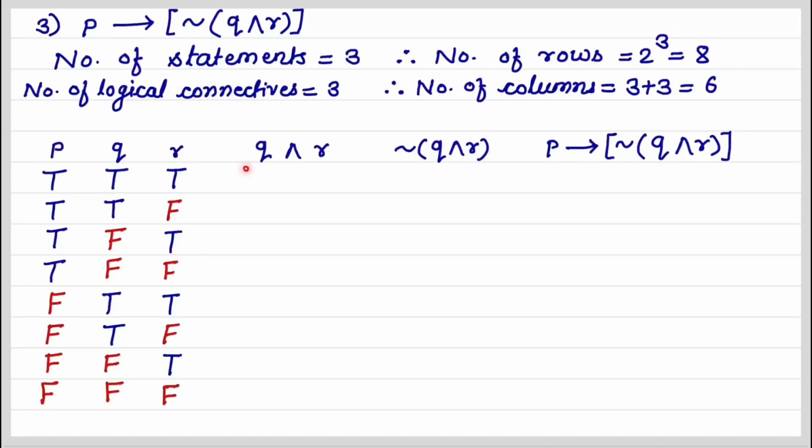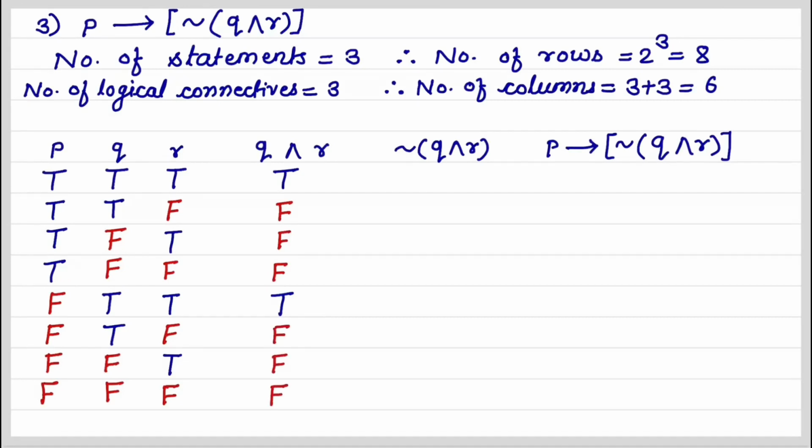Now we have to take conjunction of Q and R. We know T and T is equivalent to T, otherwise it is false. See, where this condition is satisfied, at both of these places this condition is satisfied. That means first and fifth value is T. All other values are false.